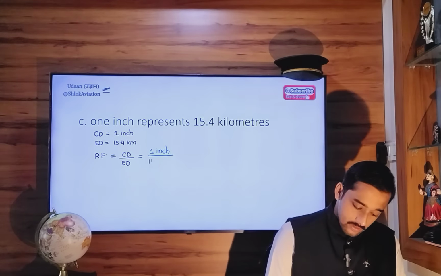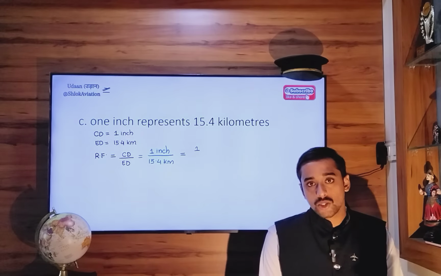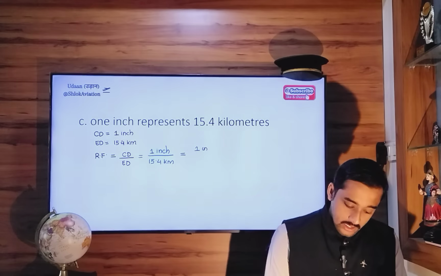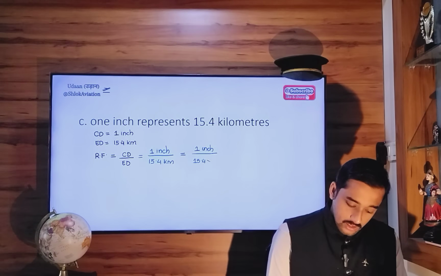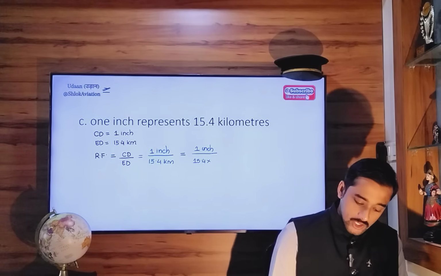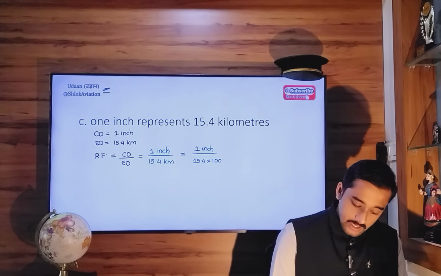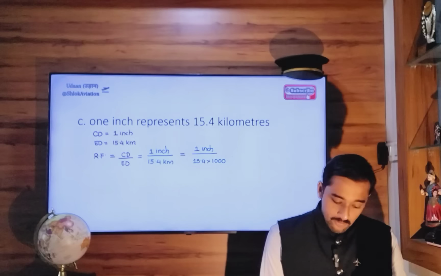15.4 kilometer is this. Now convert the denominator unit, that is kilometer, into corresponding inches. So 1 inch divided by 15.4. 1 kilometer is 1000 meters, so multiply by 1000 meter. Then 1 meter is 100 centimeters, so multiply by 100.